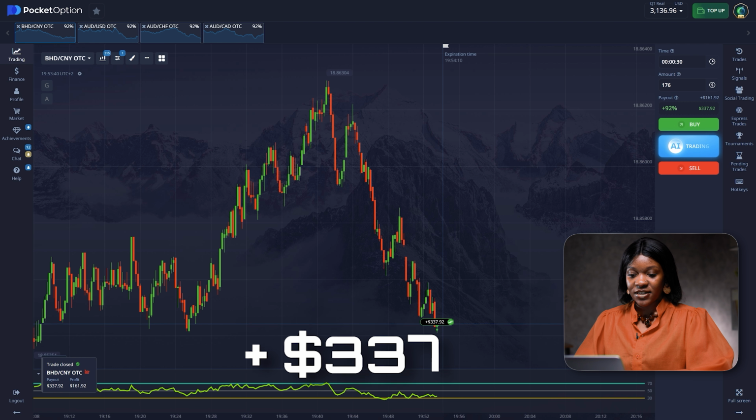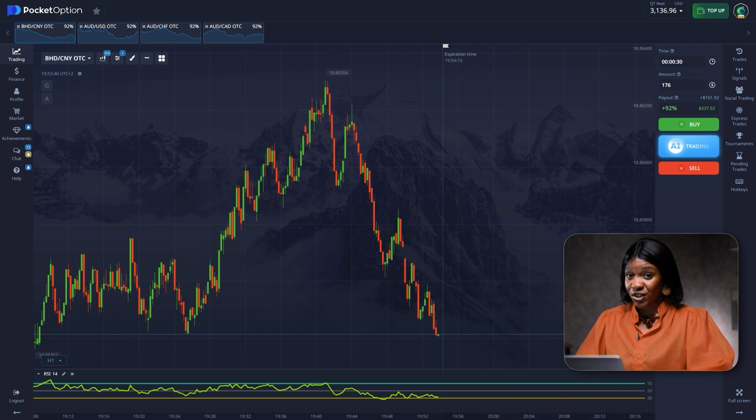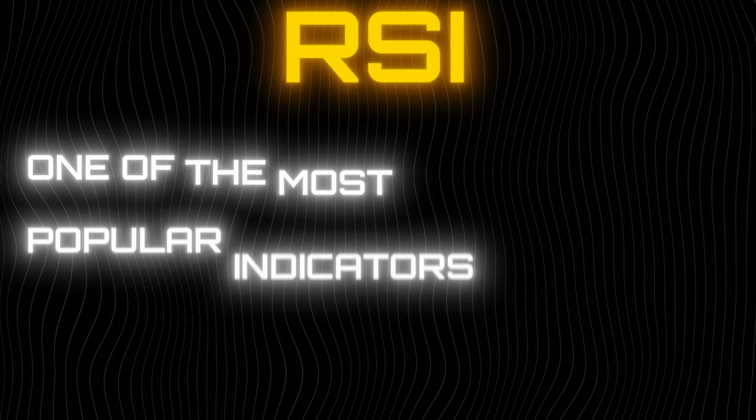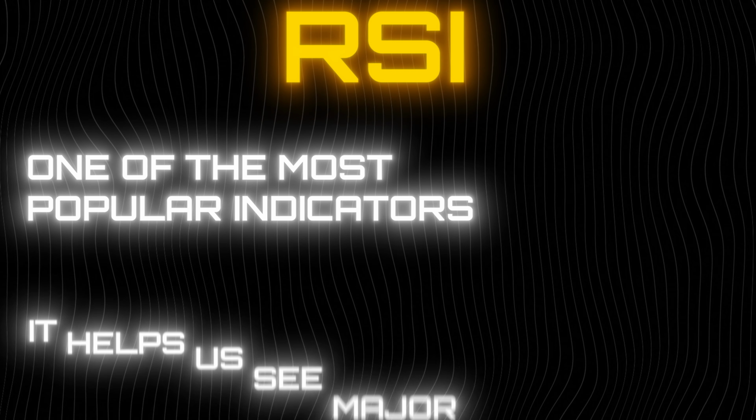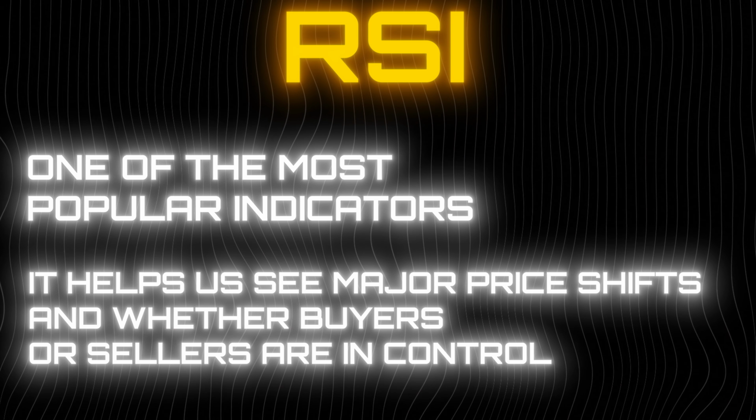Super! RSI is pretty stable today. It is still near the lower zone but has not crossed the 30 mark, which is encouraging. Let me break down the RSI indicator a bit more. First off, it's one of the most popular indicators out there. And second, it helps us see major price shifts and whether buyers or sellers are in control.